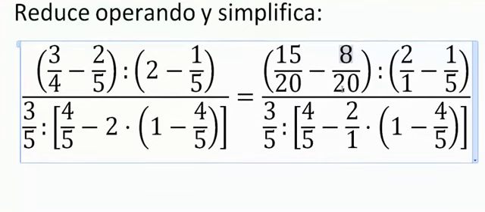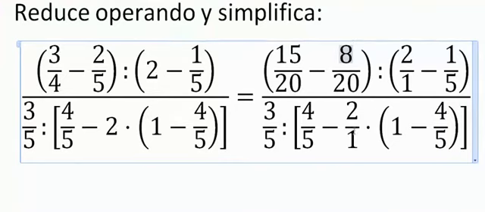Now this operation is the same as the previous one, except instead of different denominators, they have the same denominator. Then we can simply do 15 minus 8 because they both have the same denominator. We'll do that later.